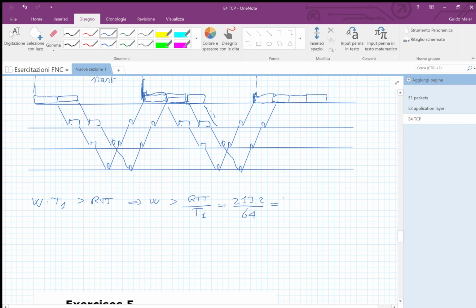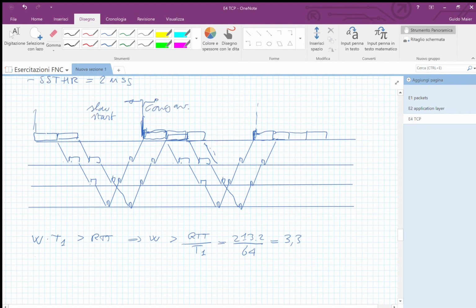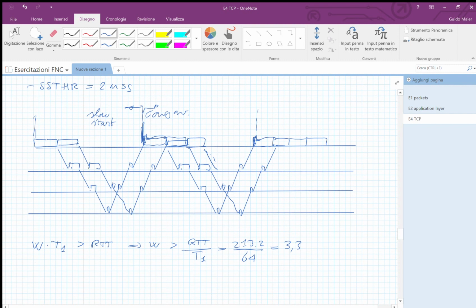And this comes out to be 3.3. Okay. So it's a little bit larger than 3, so it means that despite the drawing, which is not exactly in scale, already starting from this instant to all the next, transmission will be continuous.